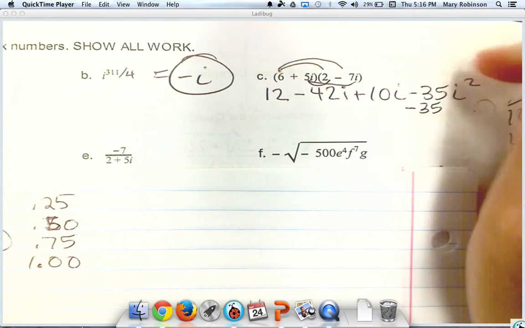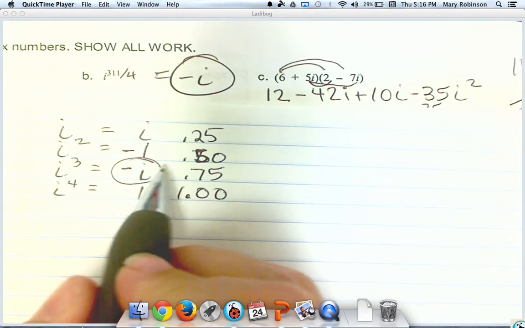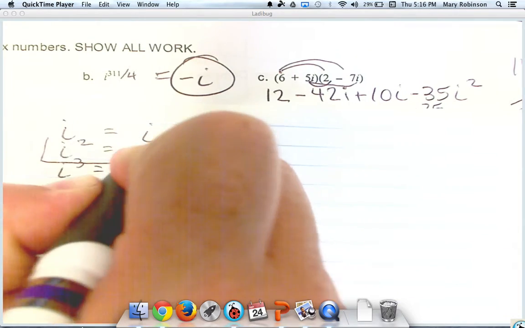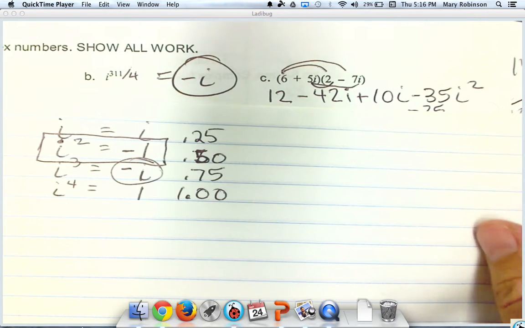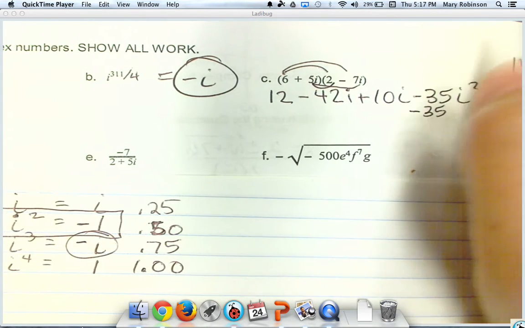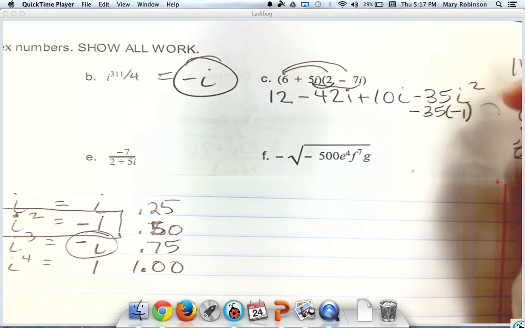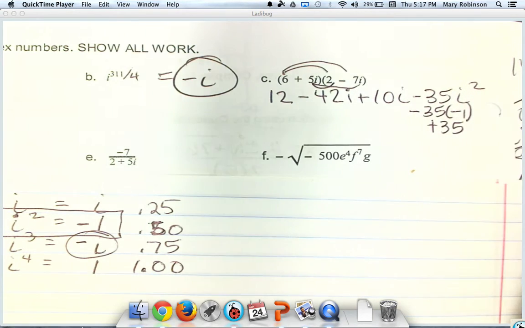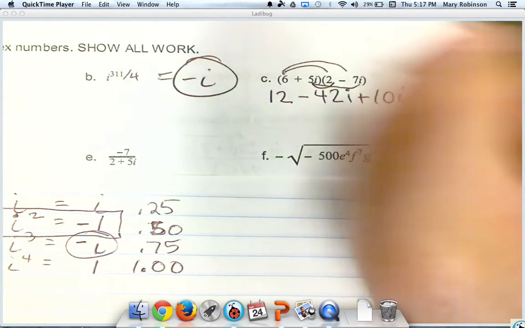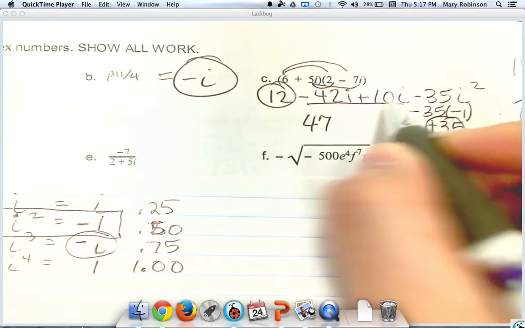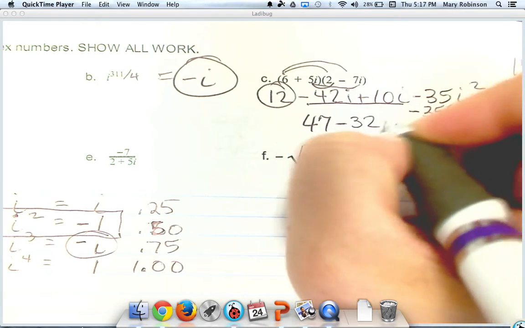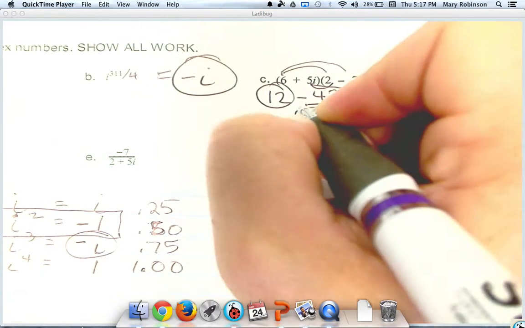Remember that i squared from your chart, i squared is negative 1. You cannot get by in this class and not know that i squared is negative 1. You have to know that all the time. So this is negative 35 times negative 1, which is positive 35. When you combine the integers 12 and 35, you get 47. When you combine your i terms, negative 42 plus 10 is negative 32i. That's the final answer.